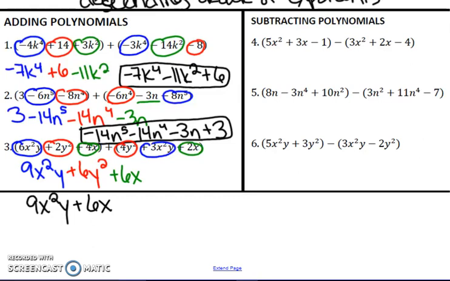This is where the alphabetical order comes in. X, even though it has a smaller exponent than y squared, x is first in the alphabet. So we want to make sure that this x right here comes before that y because it's first in the alphabet, even though the exponent is larger. I now have x squared, x to the first, and then I can start my y's.